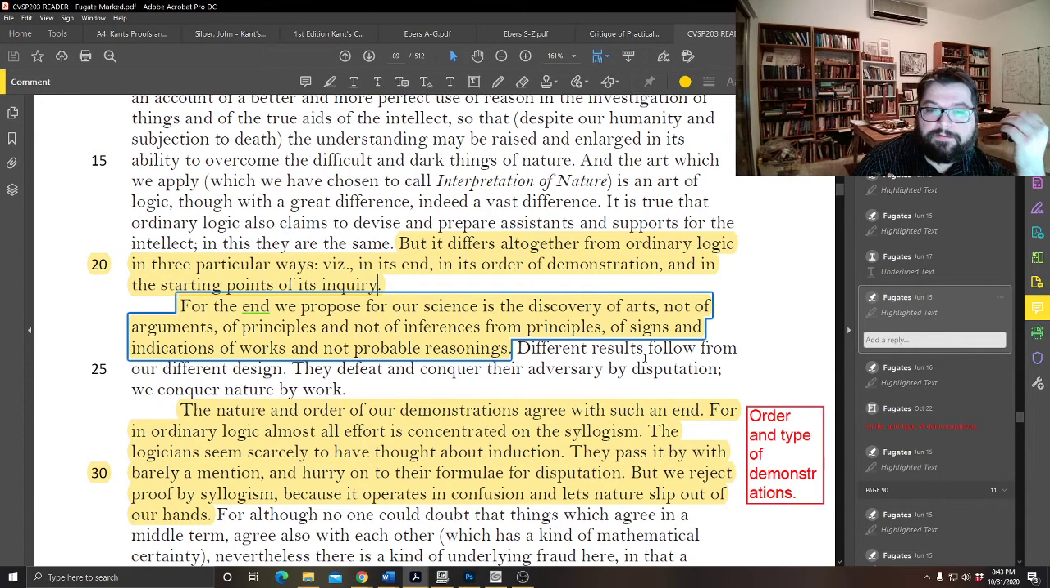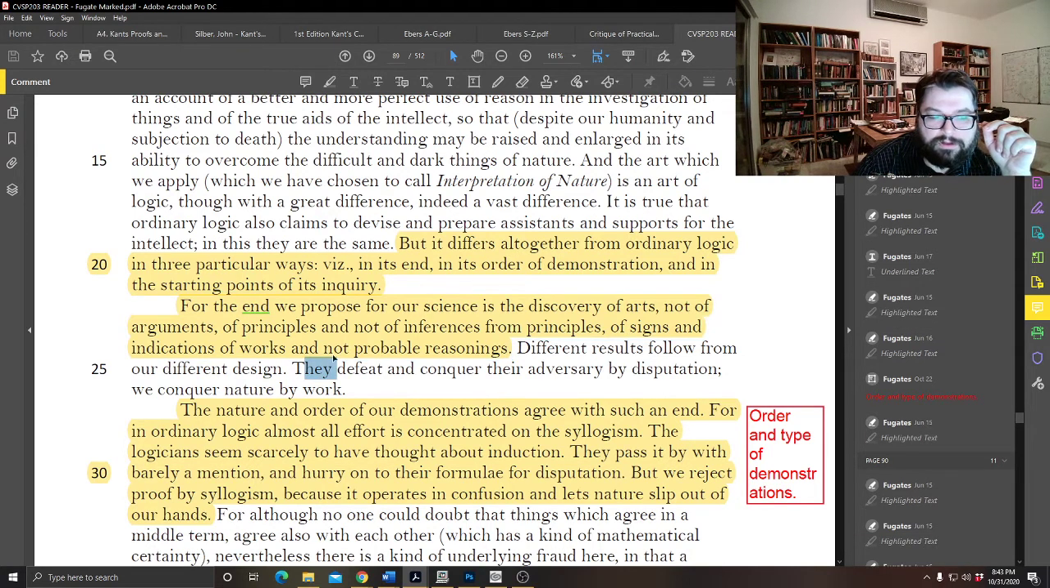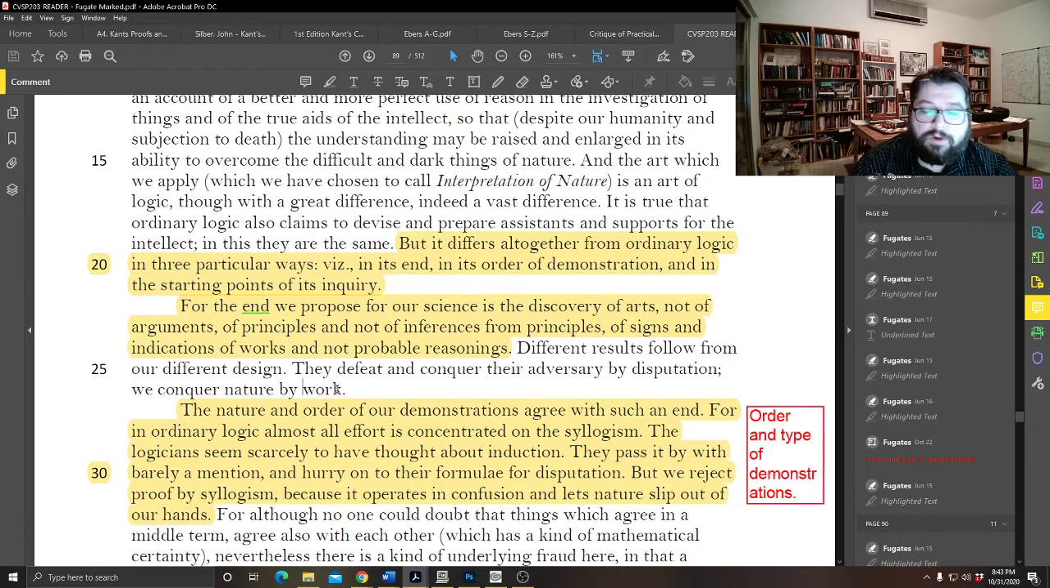And he says, different results follow from our different design. They defeat and conquer their adversary. They, not us, not our results. Don't be confused there. They, meaning the Aristotelians and other people, defeat and conquer their adversary by disputation, by arguing. We conquer nature by work. So there's two different points there. Previous people tried to conquer each other by argument. We're not concerned with defeating each other in arguments. We want to conquer nature, and we want to do so not by arguments, but by work. So twofold difference there.